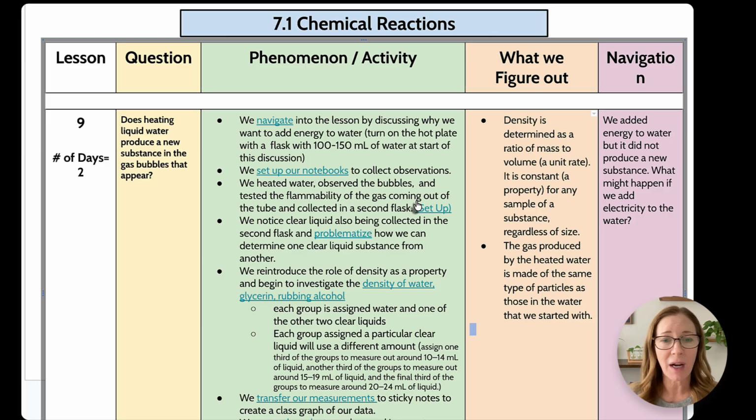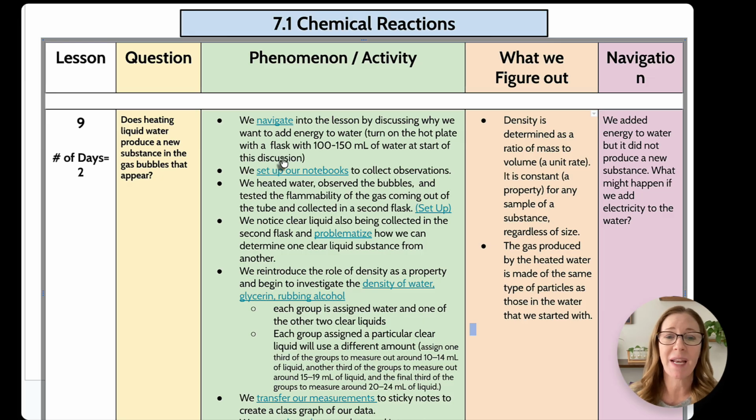Now, if you do not collect enough water vapor by the end of the day, you definitely will need to collect some more or get some distilled water, because what we're trying to figure out here is that the density of water is always the same, and the substance that's coming off the heated water is actually water vapor. It's not a new substance. So that's the aha. Do not give it away too early. Let's go through and see how we do this.